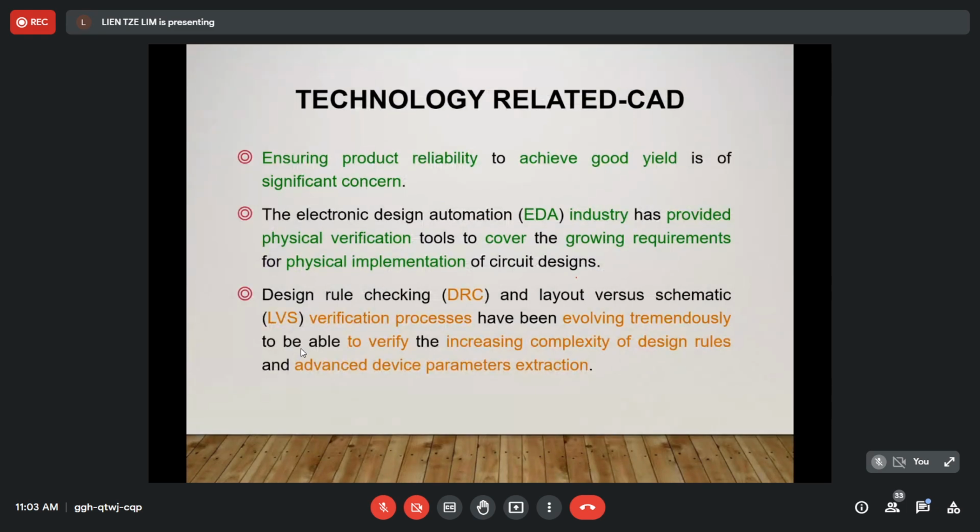Why is there a need for the CAD tools? Here the slides state about that. It is to ensure the product reliability to achieve a good yield. This is a significant concern. And then the electronic design automation, or EDA, industry has provided physical verification tools to cover the growing requirements for physical implementations of circuit design. Design rules checking, DRC, and layout versus schematic, LVS, verification processes have been evolving tremendously to be able to verify the increasing complexities of design rules and advanced device parameter extractions.